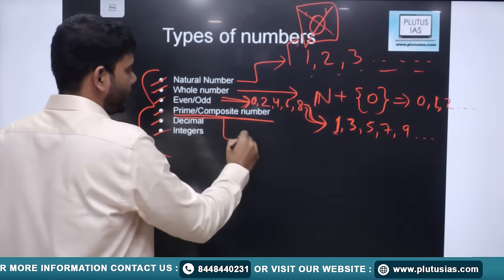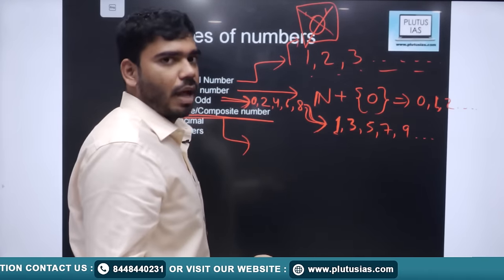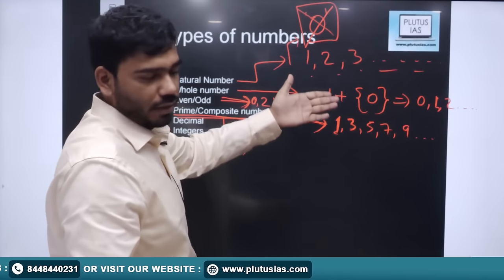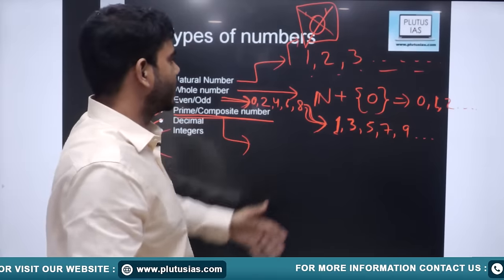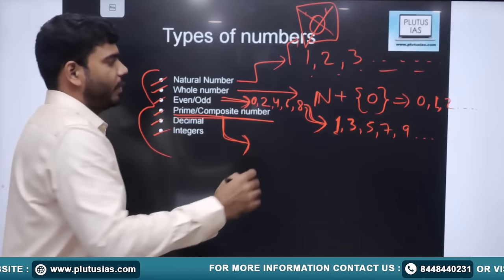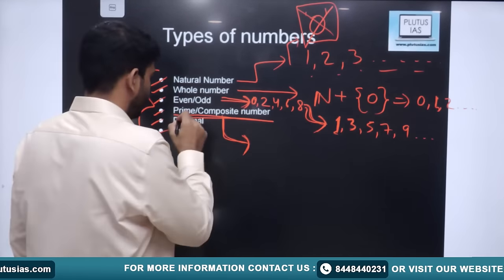Then prime numbers and composite numbers. I hope we all know all these things. These things are very elementary. We study all these things in 5th and 6th class. I'm just providing a brief definition in case someone forgot what these numbers are.